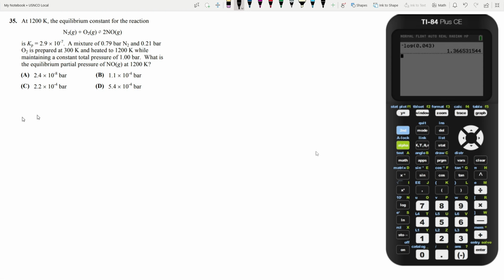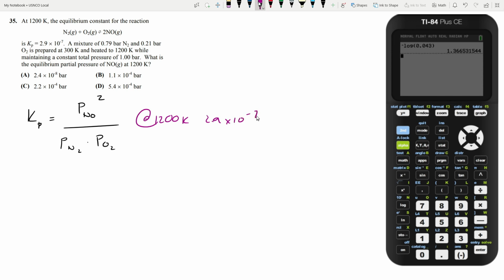It might be helpful to write down the Kp formula, which tells you that Kp is equal to the partial pressure of, in this case, NO squared over the partial pressure of N2 times the partial pressure of O2. This is from your Kp formula. And we're told that at 1200 Kelvin, which is what we care about, this value is 2.9 times 10 to the minus 7th. We can do another thing with this equation that will be helpful.